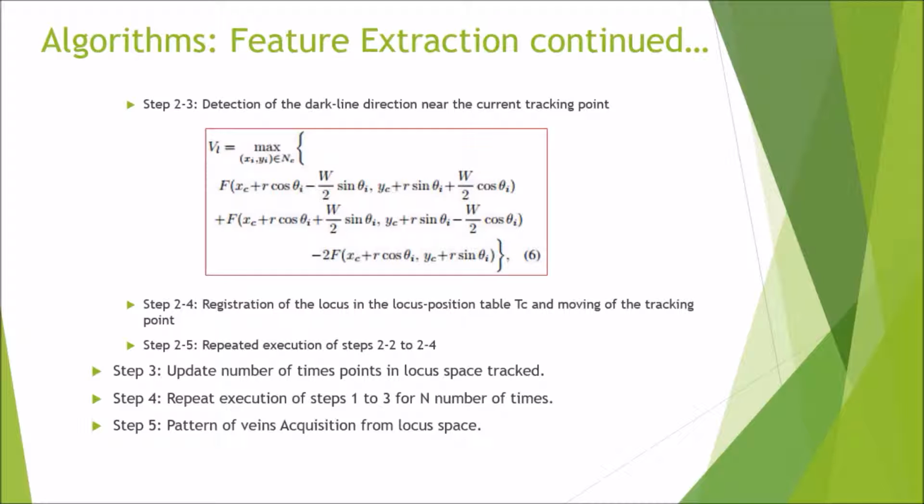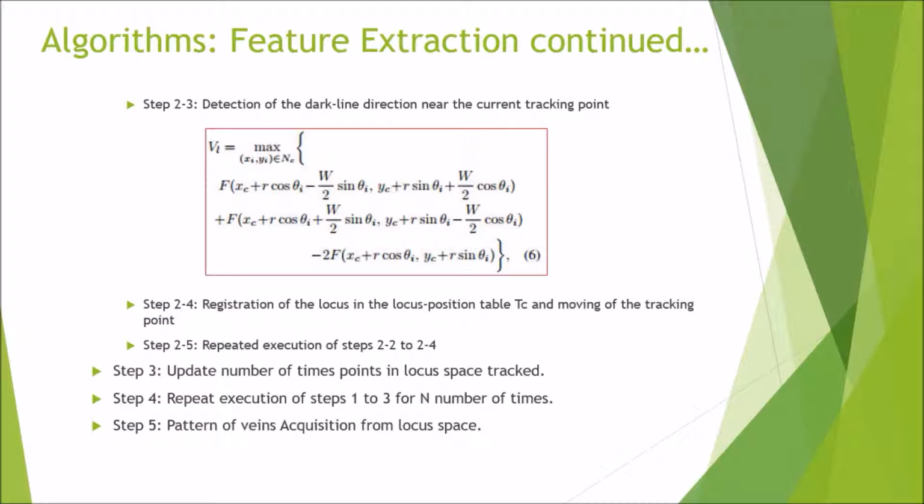Registration of the locus in the locus position table TC and moving of the tracking point. The current tracking point XC, YC is added to the locus position table TC. After that, if VL is positive, XC, YC is updated to XI, YI where VL is maximum. Steps 2 are repeated. If VL is positive, go to step 2. If VL is negative or 0, leave step 2 and go to step 3, since XC, YC is not on the dark line.